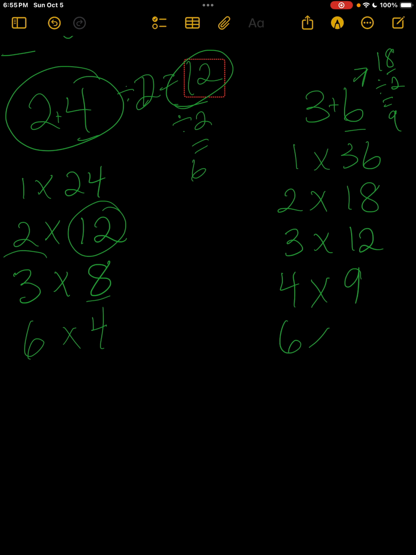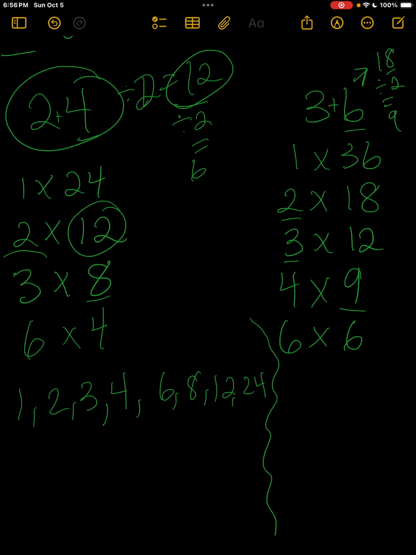It's not divisible by 5. It is divisible by 6, because it's divisible by both 2 and 3. It's not divisible by 7 or 8. We already did 9. Okay, these are all of the factors. So then we list them in ascending order: 1, 2, 3, 4, 6, 8, 12, 24. And then this one would be 1, 2, 3, 4, 6, 9, 12, 18, 36. Okay, it's a lot of factors.